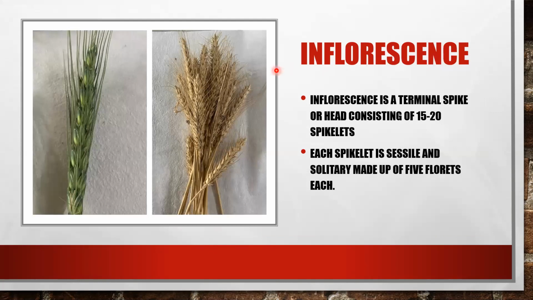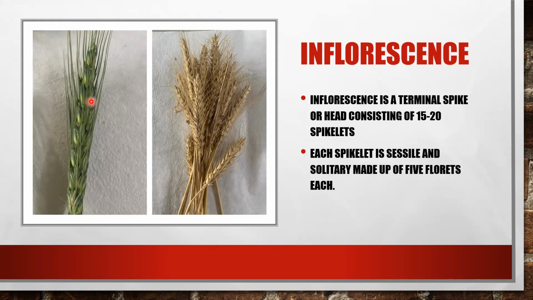Now at maturity, at the tip of the main stem as well as on the tillers, inflorescence is produced. This is called a spike of spikelets. Each inflorescence has 15 to 20 spikelets. Spikelets are sessile and they arise on the main axis of the inflorescence, also called the rachis.